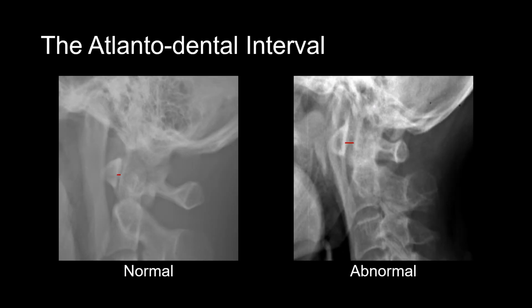The atlantodental interval is used to evaluate the space between the dens and the anterior tubercle of C1. On the left, we have a normal atlantodental interval, which should be about 2-ish millimeters, no more than 3 in adults. Over here on the right, we have a widened atlantodental interval, suggesting a transverse ligament instability or possibly even rupture.